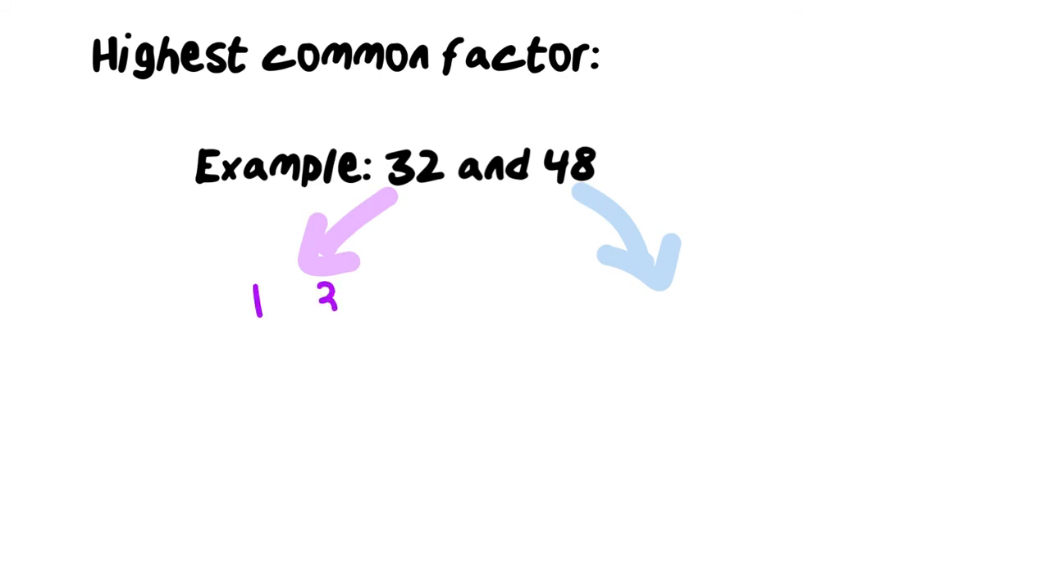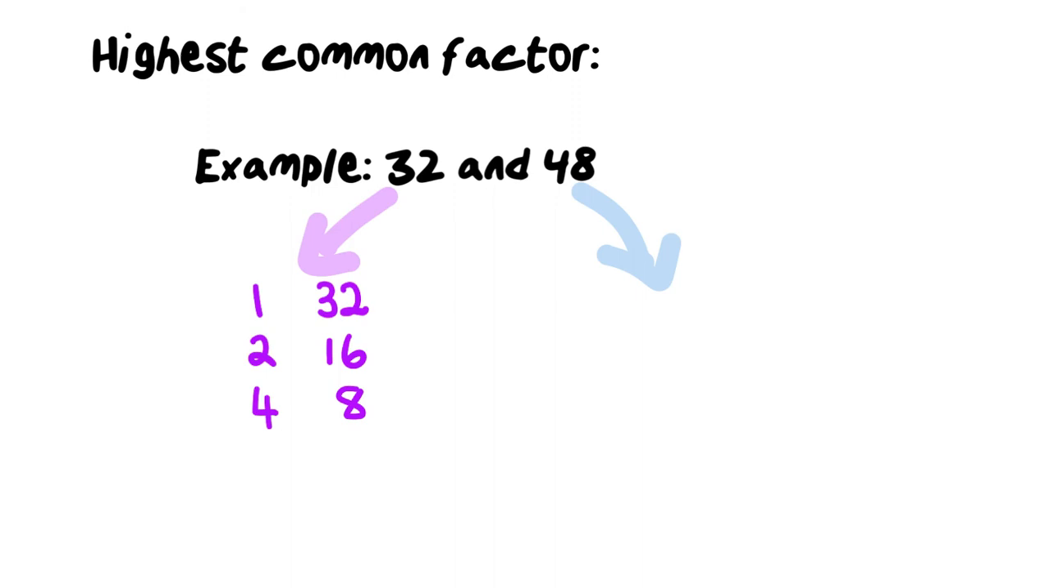It's 1 and 32 if I use my factor pairs. 2 and 16. 3 does not go into it. I can have 4 and 8. 5 cannot go into it, and neither can 6. So my factors here are 1, 2, 4, 8, 16, and 32.